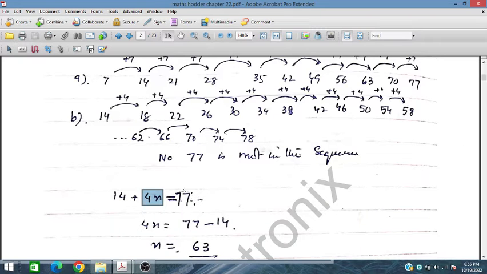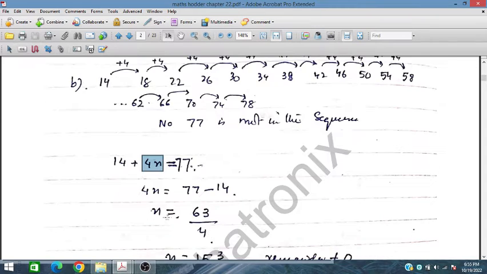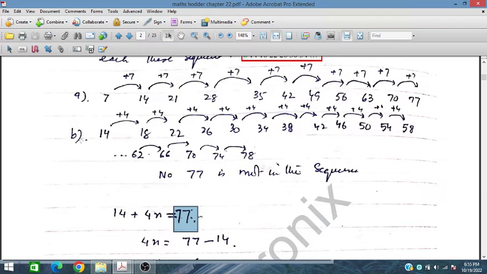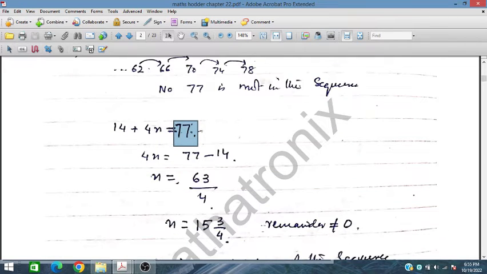So eventually this is not equal to 0. So we can prove that this n is not equal to a whole number. So this 77 will not appear in this second sequence. This is the demonstration type, and this is a mathematical proof that it will not appear at any time.